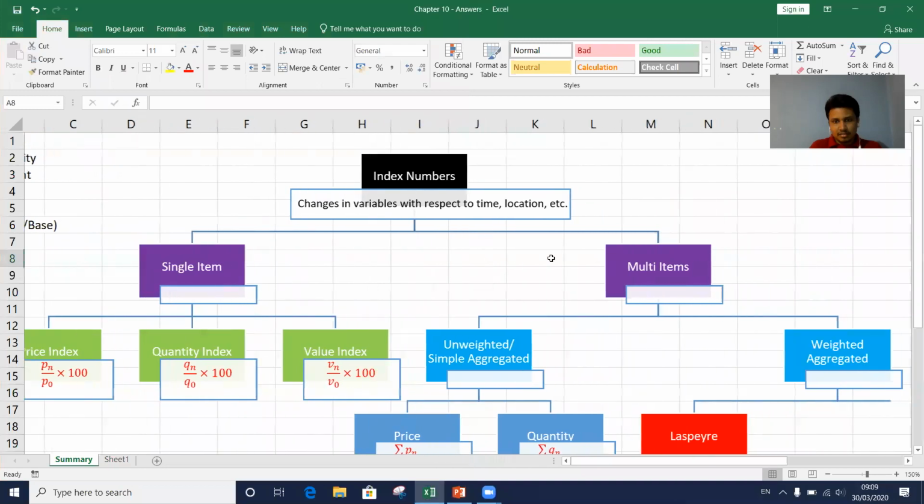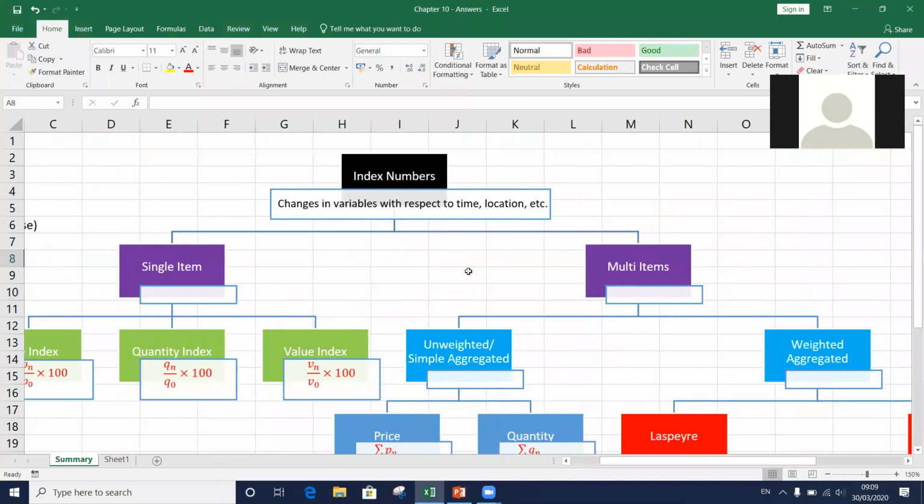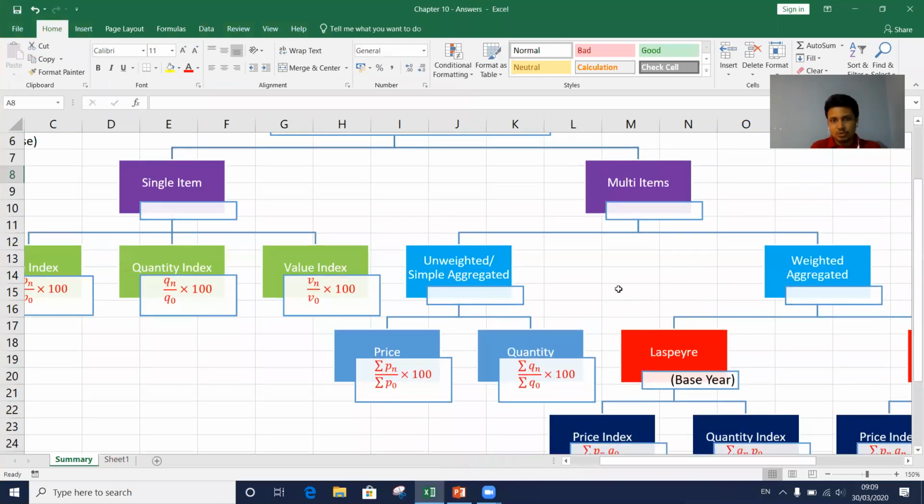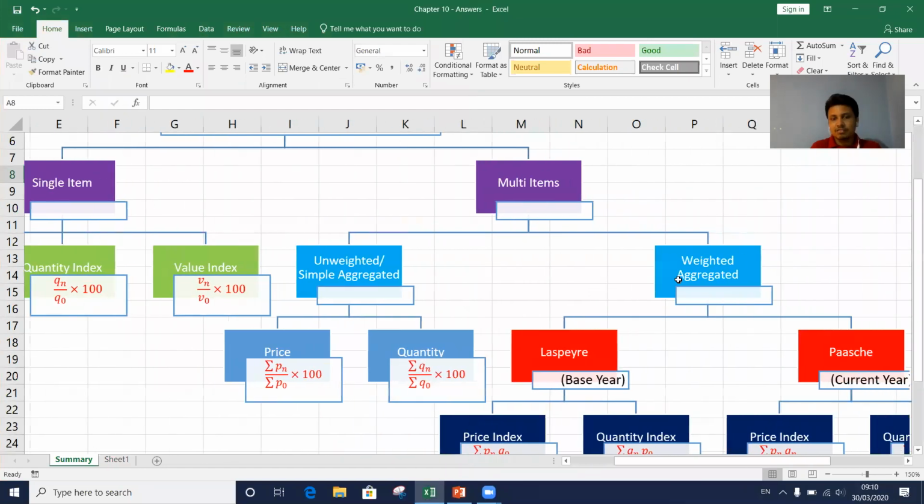Then when it is multi-item, again we can divide it into two groups as unweighted and weighted.